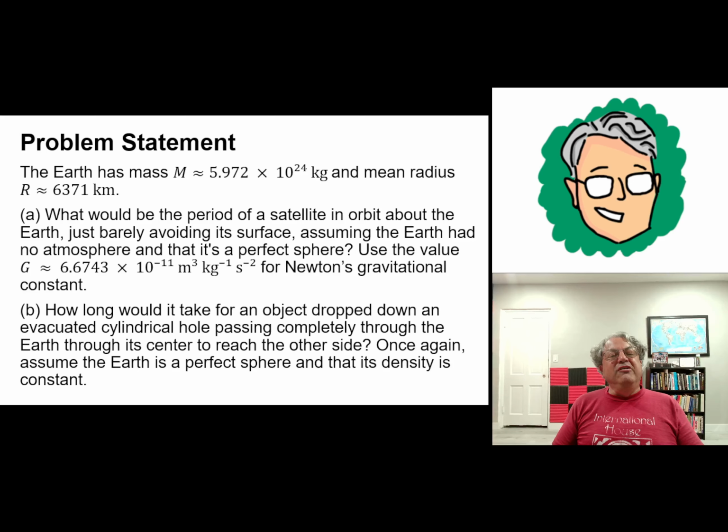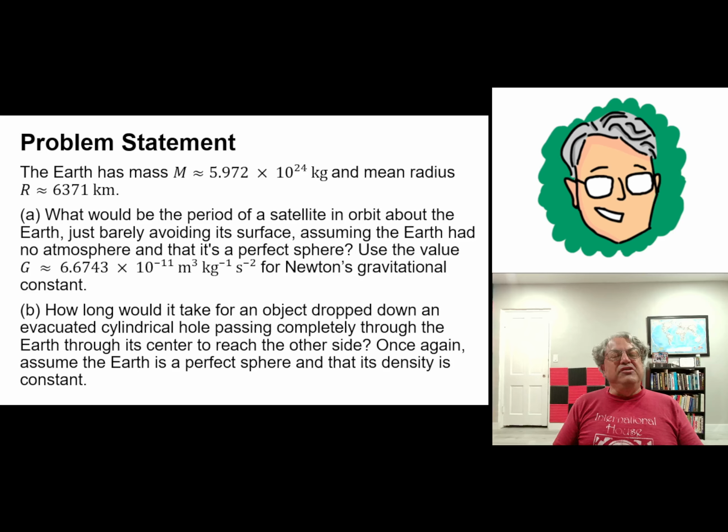And then for part A, I'm asking what the period is of an idealized satellite orbit with an altitude of 0. Of course, you'd have to get rid of the Earth's atmosphere in order to make that work, but it is an idealization. And we also need Newton's gravitational constant, given by the letter capital G, whose value is approximately 6.6743 times 10 to the minus 11 meters cubed per kilogram per second squared. We're going to need that for both parts.